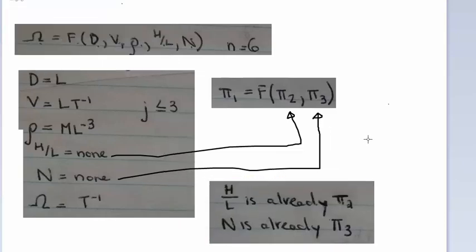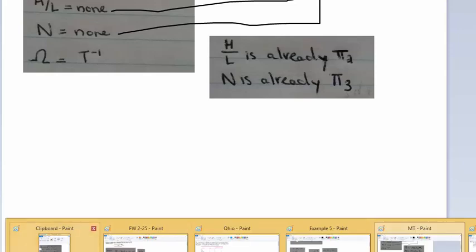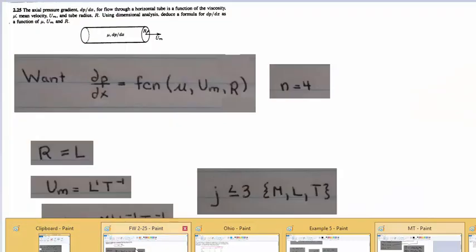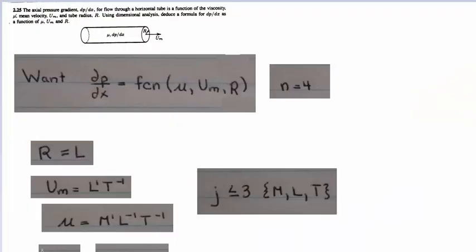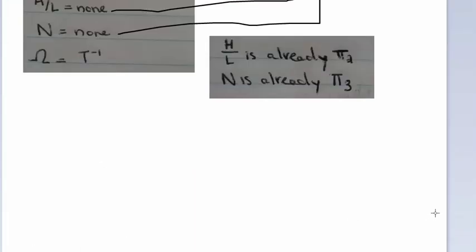H over L is already a pi group, and n is already a pi group because both of them are already dimensionless. Also, check out over here, a lot of people mess this up. Your angular velocity only is going to be in the units of inverse time. You might get confused and say, well, it's radians per second or revolutions per second, but just know that the angle there is not an actual dimension. I think I'll talk about that again in the next problem, so try not to freak out about it too much right now. Sorry, I'm flipping through a bunch of windows.